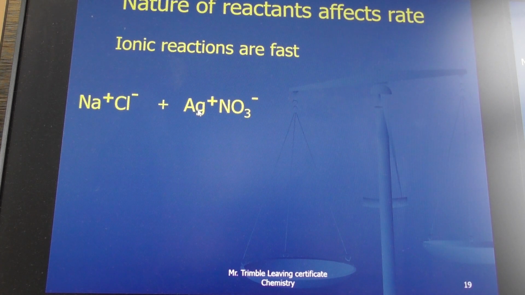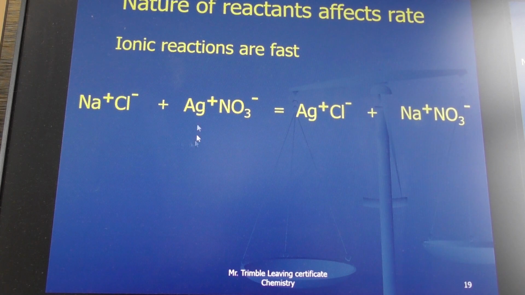When you put silver ion in the presence of chloride ion, they come together to form a white solid, silver chloride. And that's one of the experiments you do. The reason that reaction is so fast, and it shows that the chloride ions are present, that white precipitate, is that all you have is the coming together of ions.